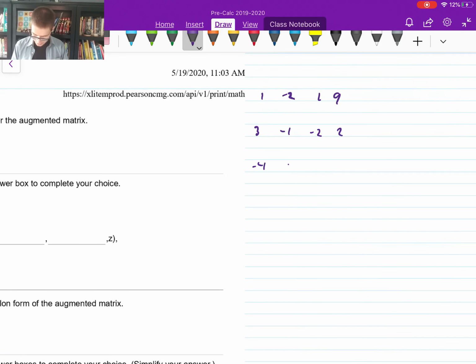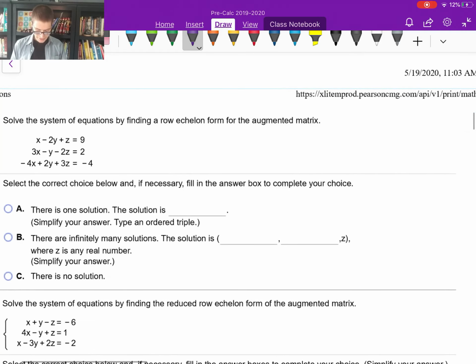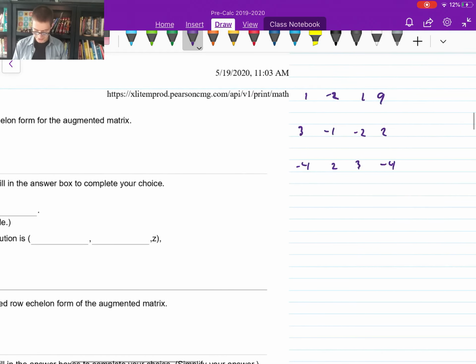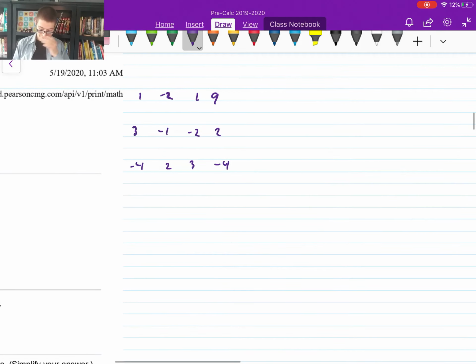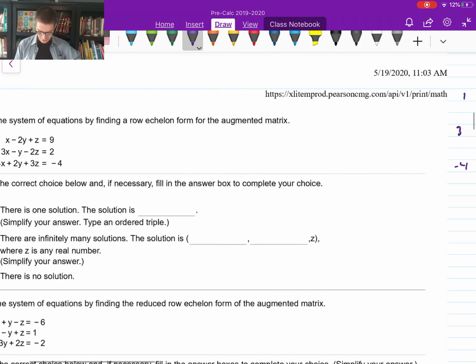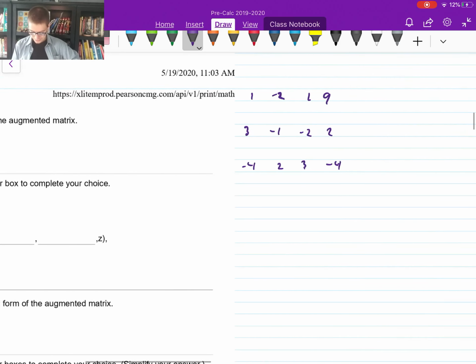-4, 2, 3, -4. 4, 2, 3, -4. Okay, cool. This looks like the right answer, which is good. All right, now we just need to solve this using row echelon form, by making row echelon form.